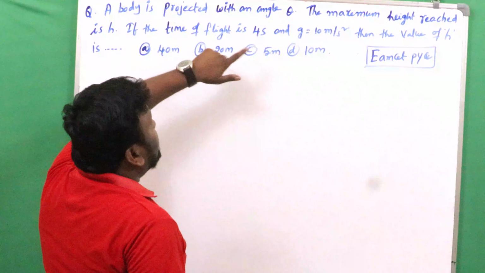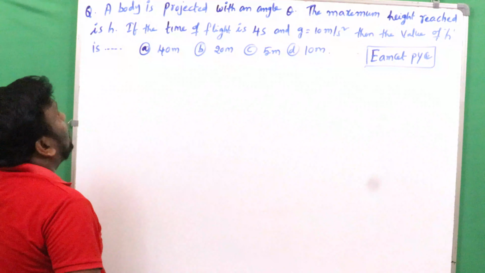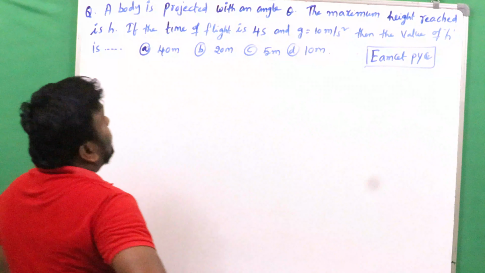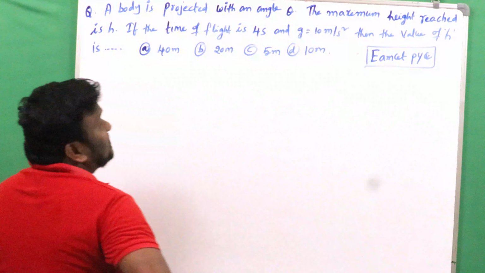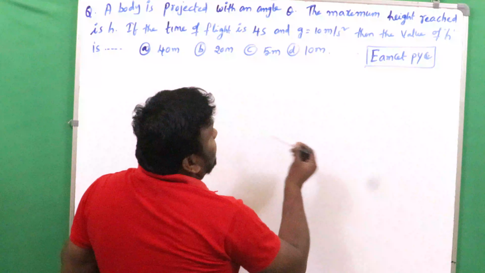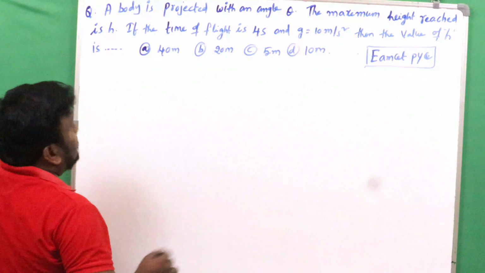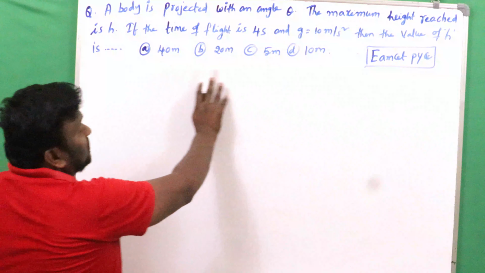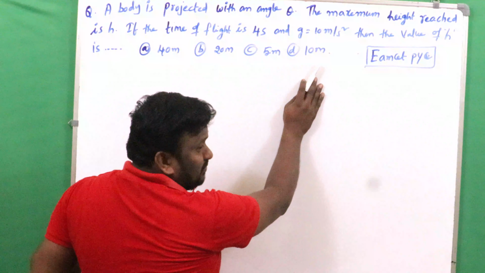A body is projected with an angle theta, the maximum height reached is h. If the time of flight is 4 seconds and g is equal to 10 meters per second square, then the value of h is. Options are given: 40 meters, 20 meters, 5 meters and 10 meters.